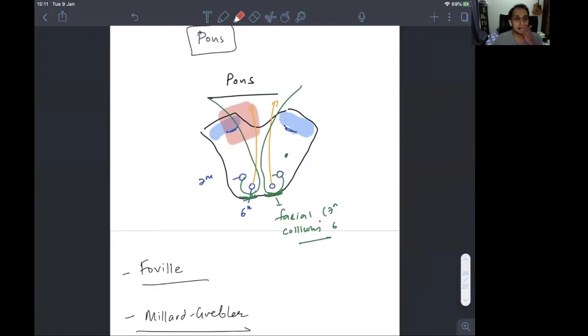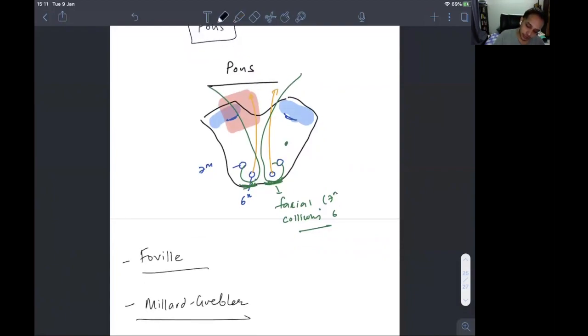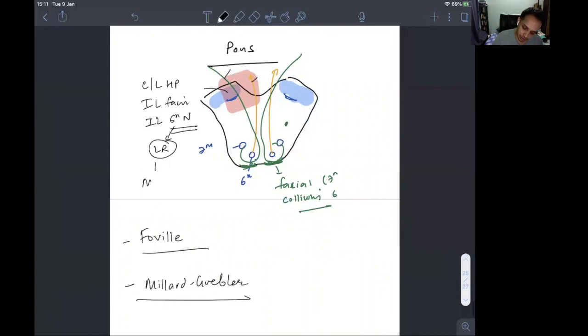Okay. So here, what are the lesions, what are the areas involved? Your corticospinal tract, your sixth nerve, and your seventh nerve. So you can have contralateral hemiparesis, ipsilateral facial palsy, and ipsilateral sixth nerve palsy. On one side, your sixth nerve controls your lateral rectus, so your eye cannot look towards that side. This is known as Millard-Gubler.